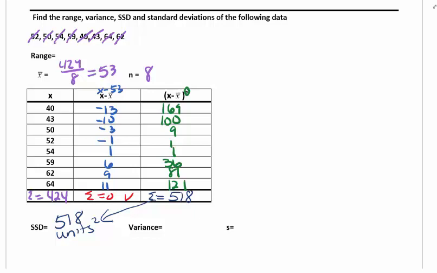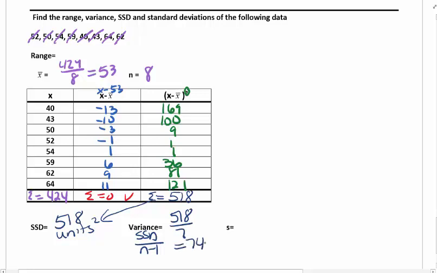For my variance, remember we take my sum of square deviations and we divide by n minus 1. So I take the 518 and I divide by 7 because I subtract 1 from that, and that's going to give me 74 units squared. My standard deviation, do not forget, you are taking the square root of the variance. So S equals the square root of 74.